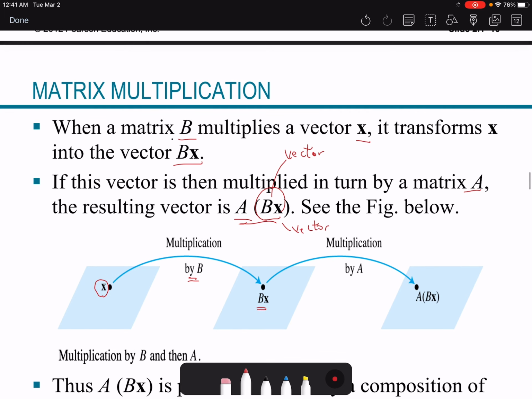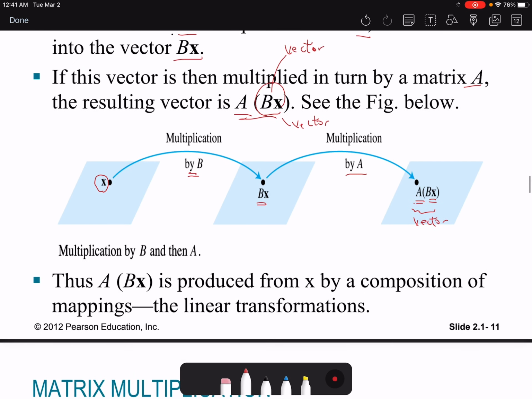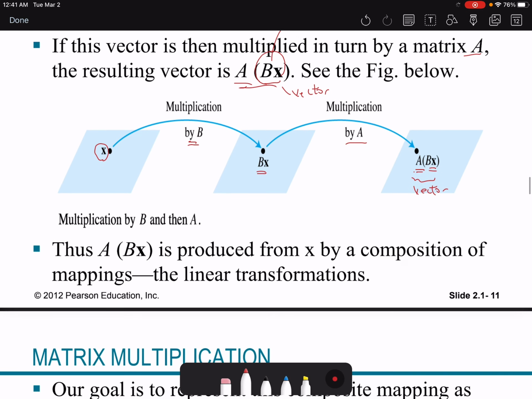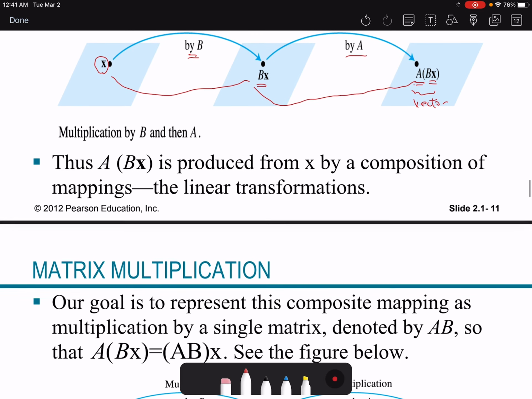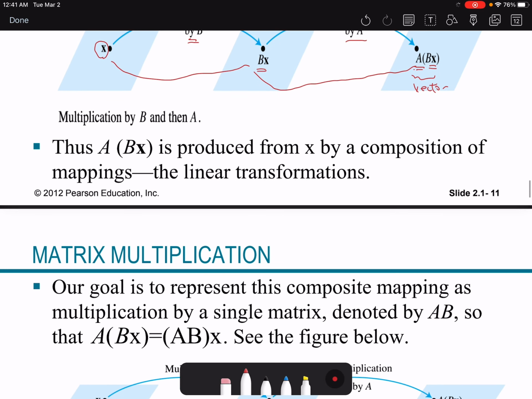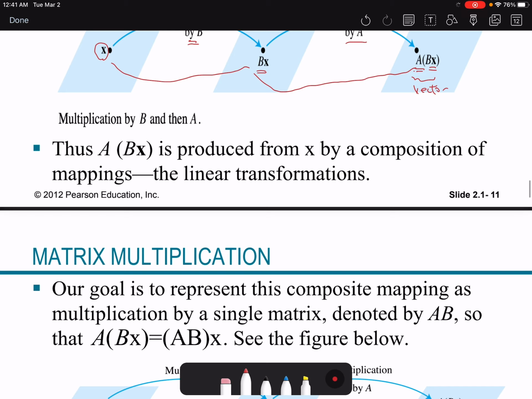Then multiplied by another matrix, so you end up with A applied to a vector. So the result is a what? It's a vector. Okay, so ABx is produced from x by a composition of mappings. You know, map from x to Bx, and then from Bx map to ABx. Our goal is to represent this composite mapping as a multiplication by a single matrix, meaning you have B times x first, which becomes a vector, and apply A to this particular vector.